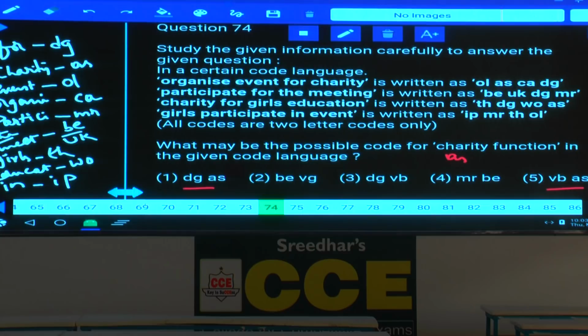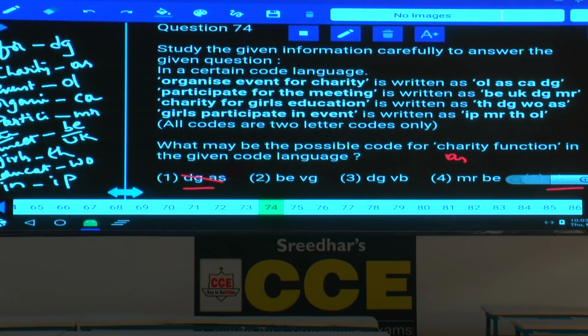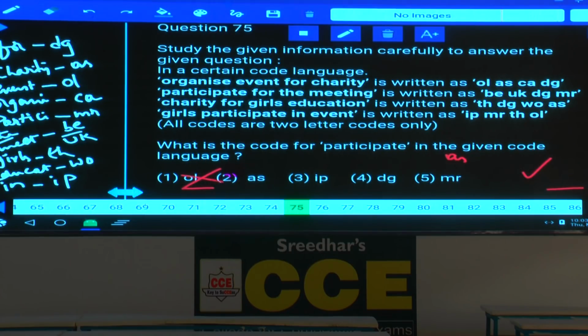Now between these two, DG cannot be the code for function because DG is the code to the word for. Hence, what is your answer here? Only choice 5. 74 choice 5. Then 75. What is the code for participate? Participate is MR and this is again choice 5. Now this is about question numbers 71 to 75.